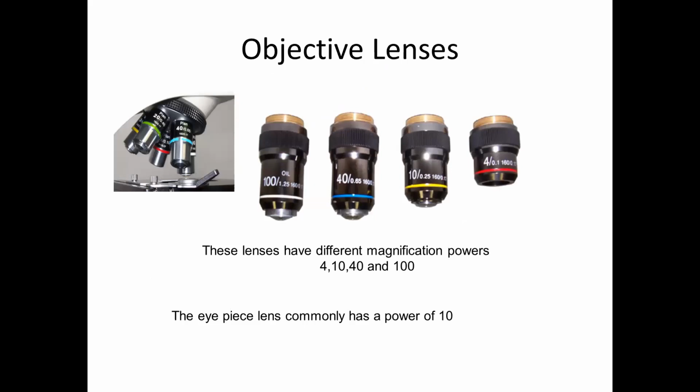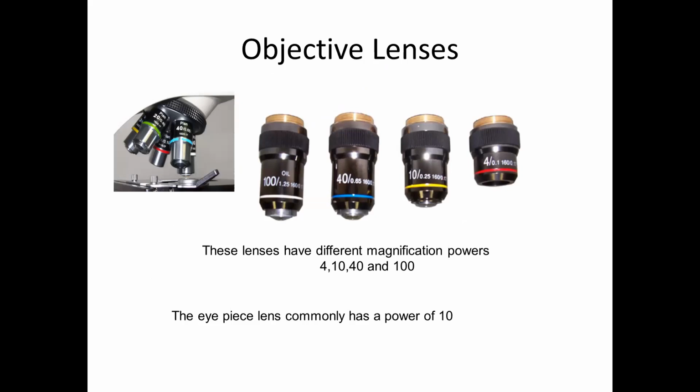Now let us look at the different objective lenses. There are 4 different magnifications. The lowest magnification is 4, then 10, then 40, and then 100. You can see bands of color around the objective lenses. So basically they are color coded: 4, 10, 40, and 100.